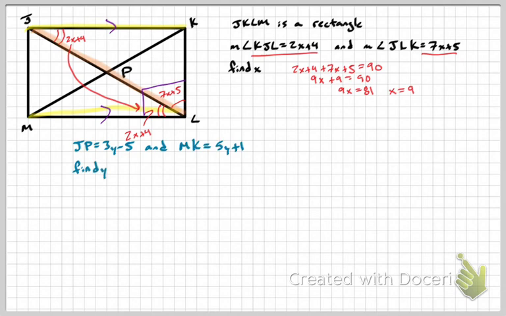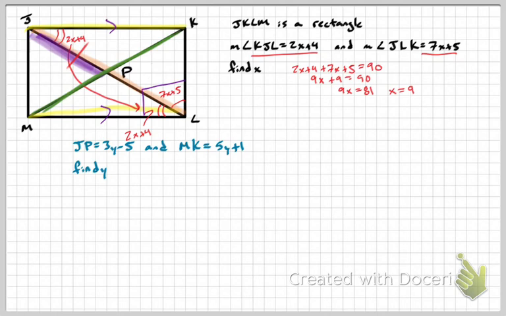And then another kind of problem for this one. So JP is 3y minus 5, and MK is 5y plus 1. Find y. So let's see if I can get some overlapping colors here. So it says JP is here, purple, and then MK is green. So remember, each one of these pieces are congruent, so that means purple is half of green.